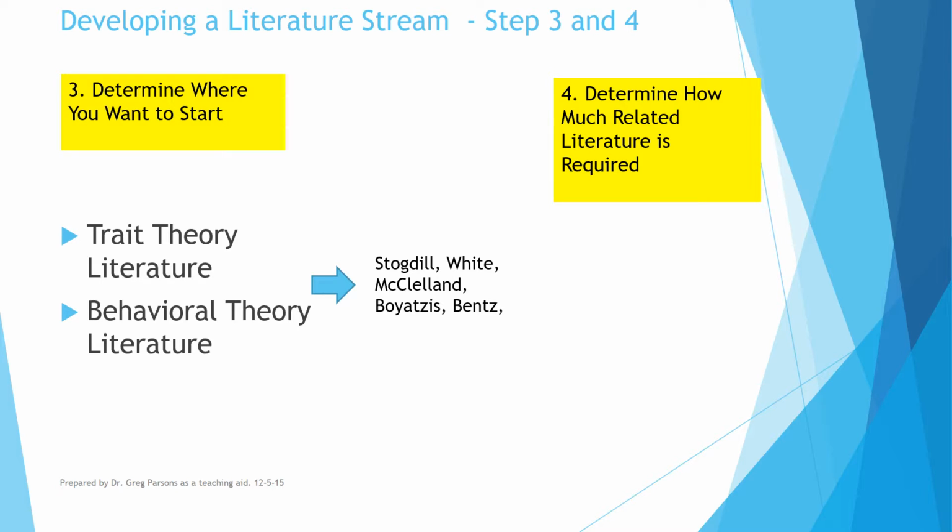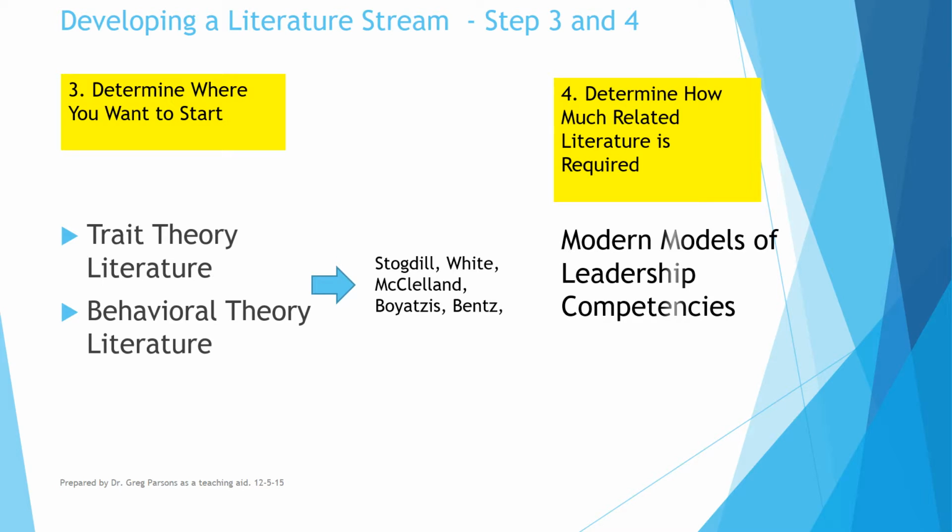Now we have to determine how much related literature is required. It's because we're going to be focusing just on competencies. We'll need to draw in literature that explains competencies, that explains the usage of competencies in leadership theory. And here we'll be looking at more modern authors. Silzer, Thornton, McClelland is still writing in the field. So you'll find a number of schools of thought with regards to competency models.